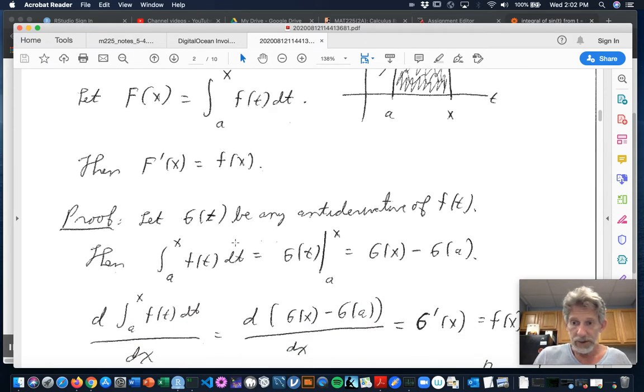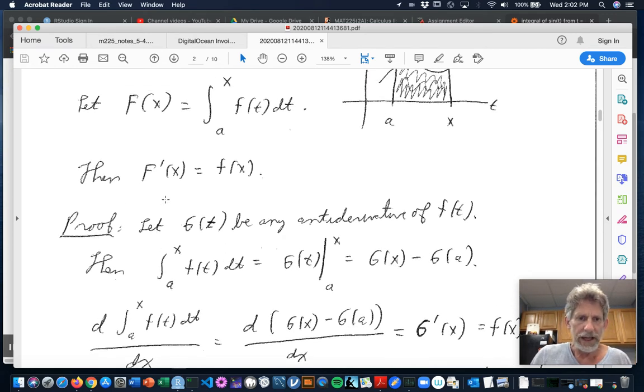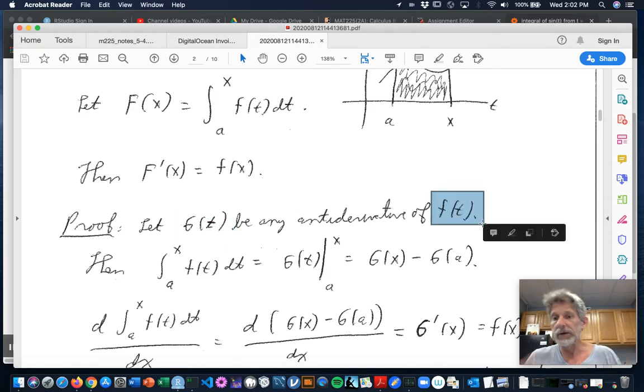So let's see if we could prove this. Why don't we let g of t be any antiderivative of little f of t? There's infinitely many of them, all separated by a constant value. Let's just pick one of them, call it g of t.